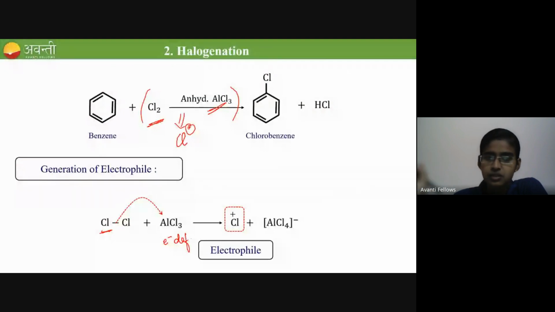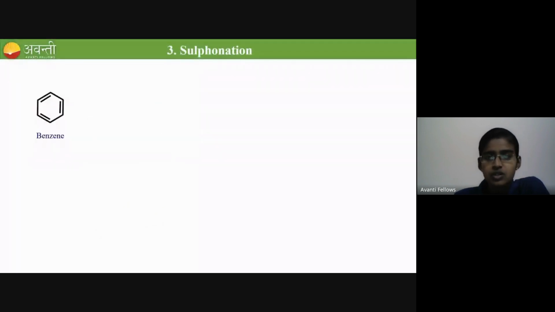So, shall we go with the third reaction? The first is nitration and the second one is halogenation. Third, we will move on to sulfonation. So, take the benzene again. Now, the sulfonating reagent is very easy. Only one reagent. Concentrated sulfuric acid is a sulfonating reagent. Then we have to heat it. That's all.